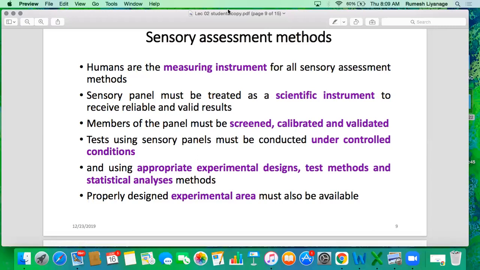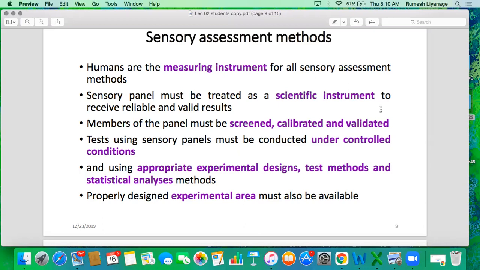Right? All these factors are there. And the sensory panel must be treated as a scientific instrument to receive reliable and valid results. They have to be treated as a scientific instrument. Now when we use scientific instruments, the power is the same. We have to provide an air-conditioned environment, with the temperature maintained at a standard level. It might be 25 degrees Celsius. Right? All these factors should be the same.